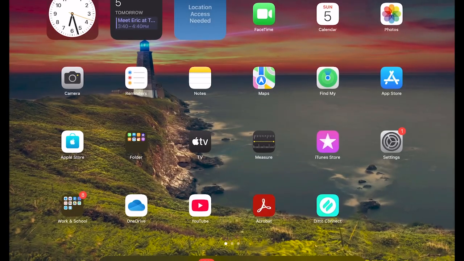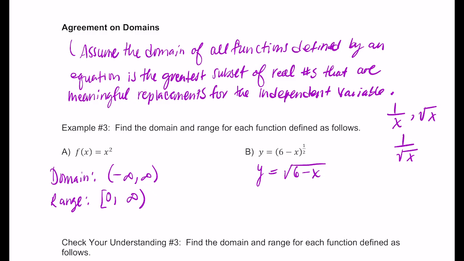So the easiest way to do this is, when you have a square root, to find the domain, you're just going to take the expression underneath the square root, which in this case is 6 minus x, and you're going to just set that greater than or equal to 0. So you're basically saying, what does x have to be for it to always be 0 or higher? Because you can take the square root of 0 or any numbers higher. You just can't take the square root of anything less than 0.